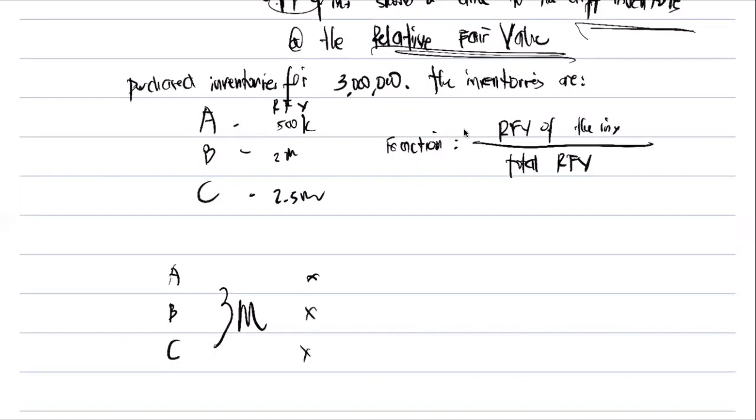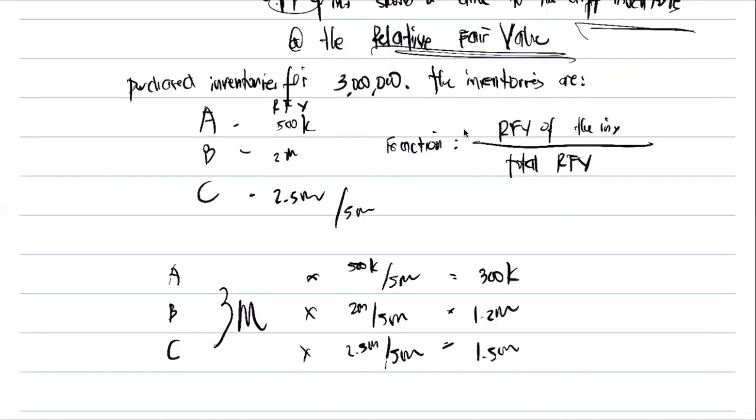So for letter A, the relative fair value is 500,000. The total of our relative fair value is 500,000 plus 2 million plus 2.5 million, which is 5 million. So 500,000 over 5 million for A, 2 million over 5 million for B, and 2.5 million over 5 million for C. Okay, so we just allocate it. 3 million times 500,000 divided by 5 million is 300,000. B is 1.2 million, and C is 1.5 million. So you just allocate it according to the relative fair values.